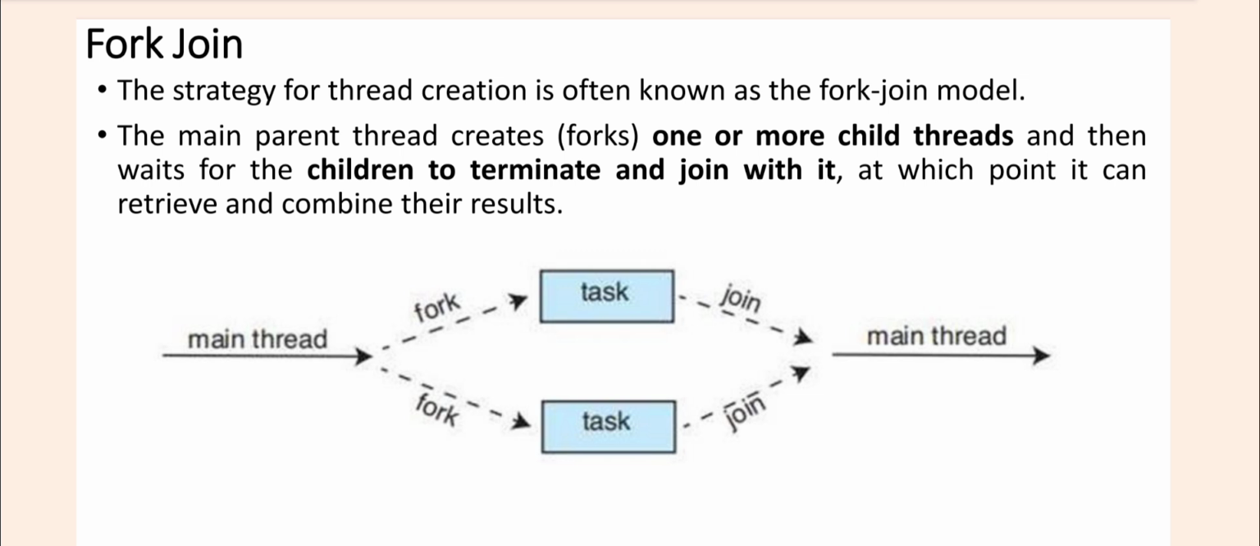This is called forking. Next, after the subtasks complete, the results are combined by joining. The process continues recursively for each new subtask until the task can be solved without further division.